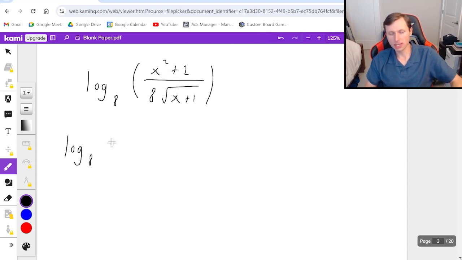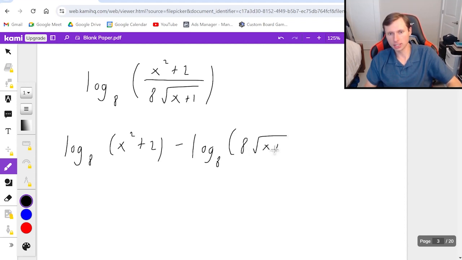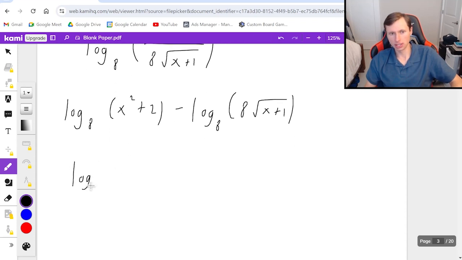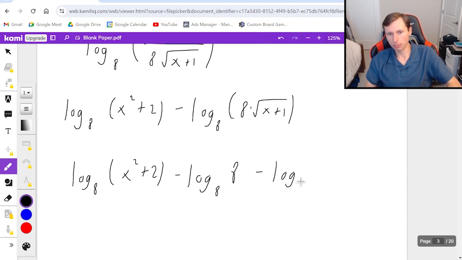So this is log base 8 of x squared plus 2 minus log base 8 of 8 root x plus 1. Now, the x squared plus 2, that really cannot be reduced. The plus 2 kind of stops me from doing anything with the first term. So I'm just going to carry it along for the ride. For the right one, there's a couple things I can say. Number 1, it is times, so I can do multiplication. And since they were both in the denominator, it's going to be 2 minus signs. They're both minus, like this.